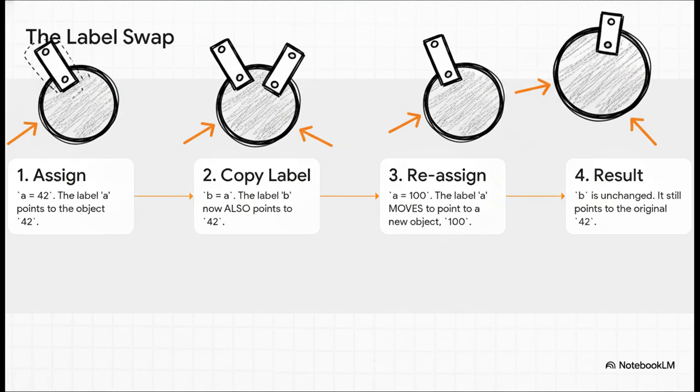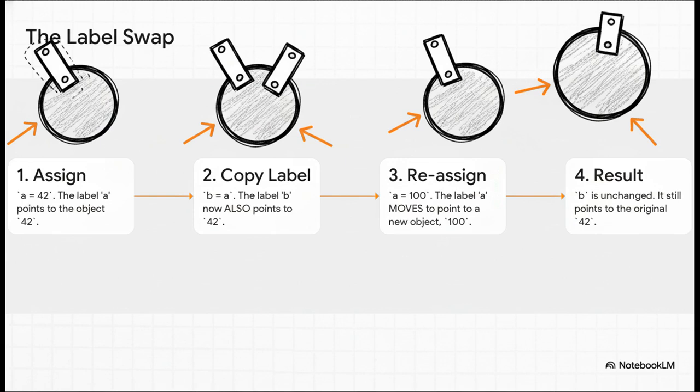All right, let's walk through this. First, we take our label A and stick it on the number object 42. Easy enough? Then, when we say B equals A, we are not making a copy of the number. We're just taking a second label, B, and sticking it onto that very same 42 object.